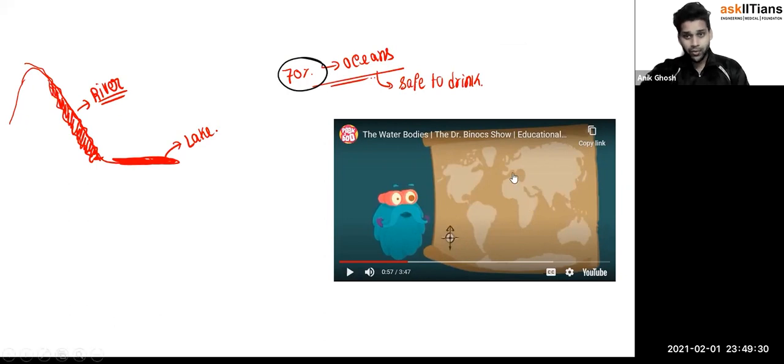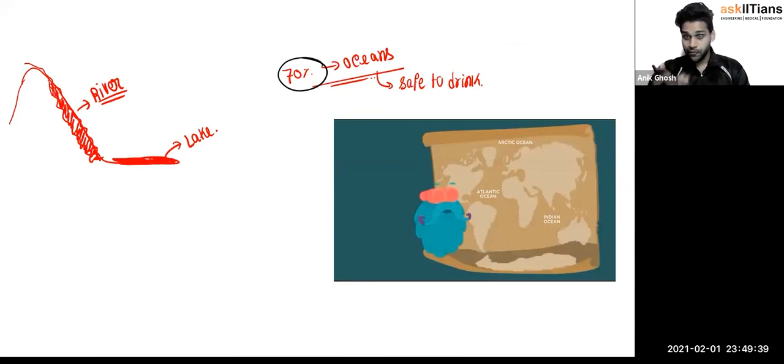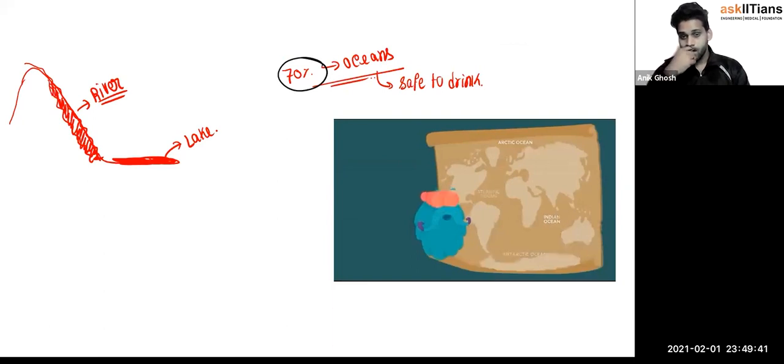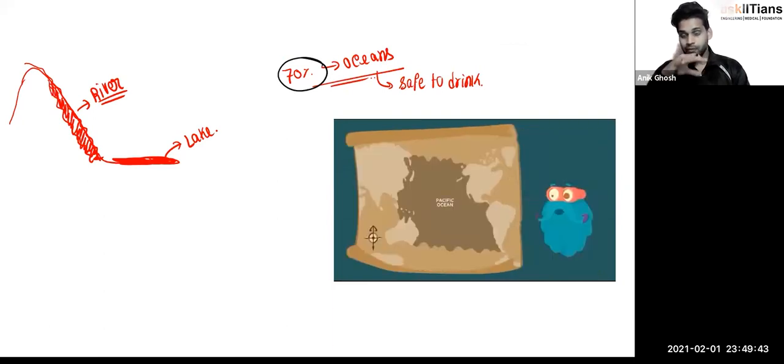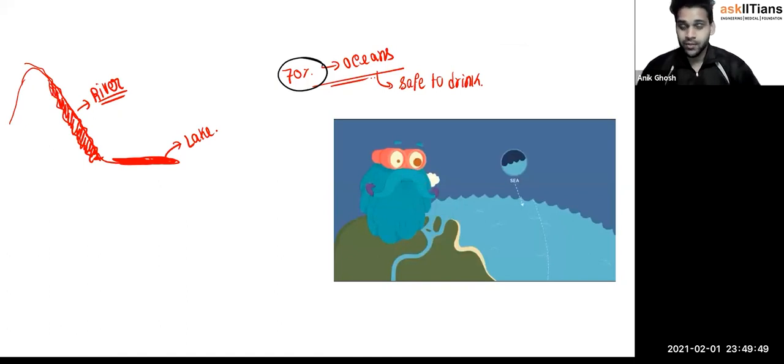Then which type of water can we drink? These are the oceans, right? Atlantic, Indian, Pacific. So the Pacific Ocean is the largest one, right? You know that 30% of the Earth's surface is covered by the Pacific.